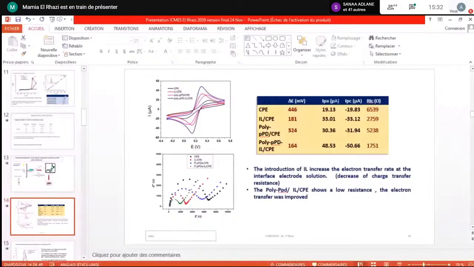The characterization of the electrode was carried out after with cyclic voltammetry and also with the impedance technique. And we show that the introduction of ionic liquid composites increases the electron transfer rate at the electrode-solution interface, and you observe the decrease of charge transfer resistance.